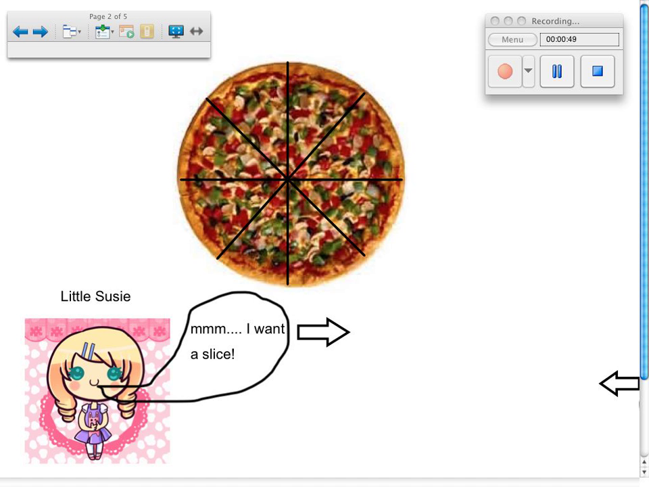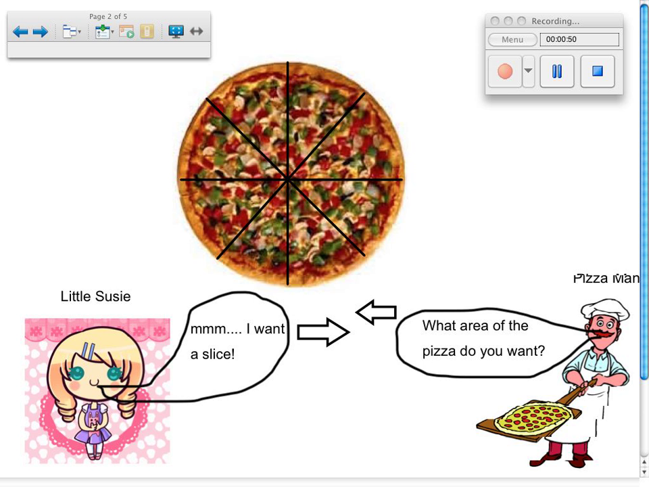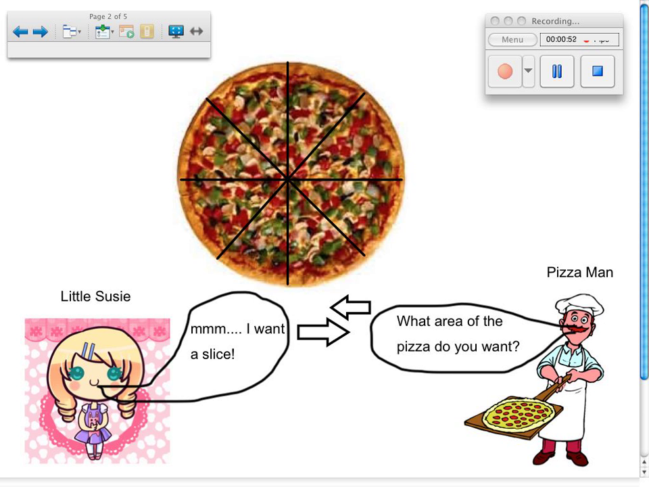But then grumpy old pizza man comes in and he says, what area of the pizza do you want? And little Susie says, what are you talking about? I just want a slice. And he says, I need to know the area. I need to know what sector you want. And now little Susie is confused because she has no idea what this man is even talking about, what's up with his mustache, and also why he won't just give her a slice. But we're going to help Susie out.